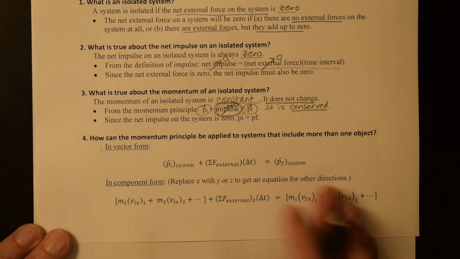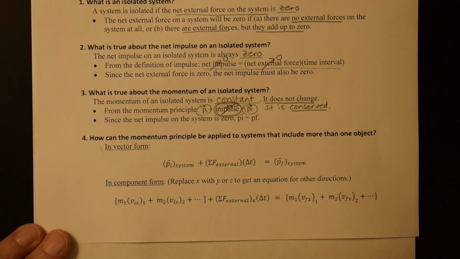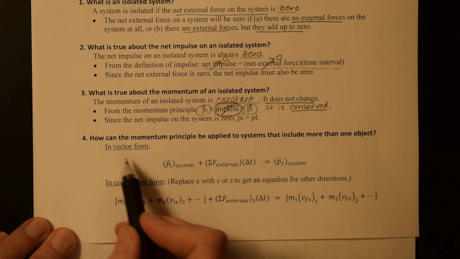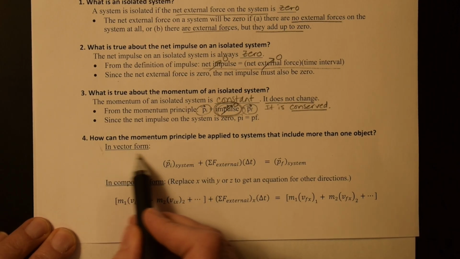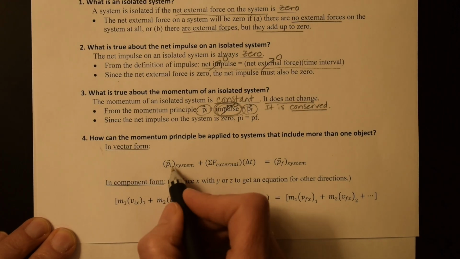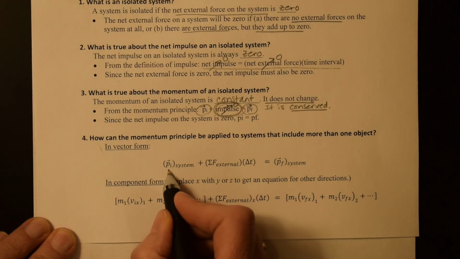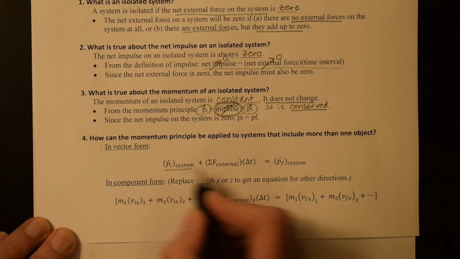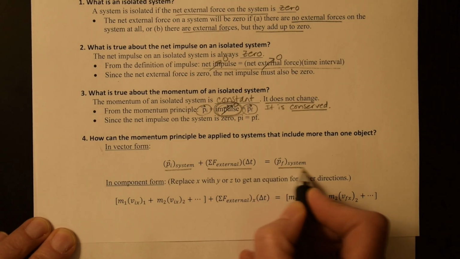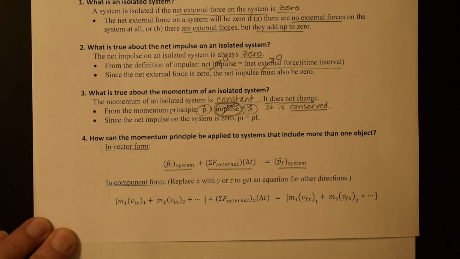Number 4, how can the momentum principle be applied to systems that include more than one object? That's what we did in example 3C, where we applied it to a system that had more than one object in it. And this just formalizes what we did into an equation form. So as vectors, we can write the vector equation that the initial momentum of the system plus the impulse on the system equals the final momentum of the system.